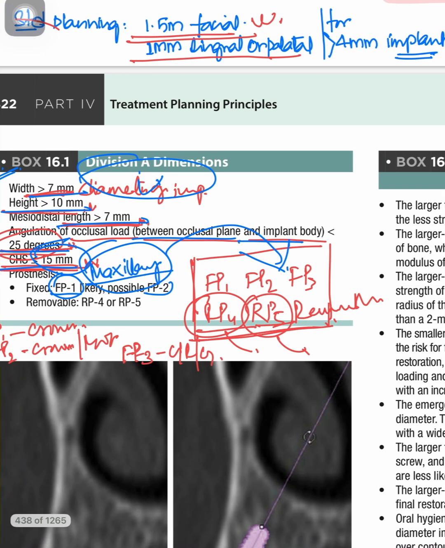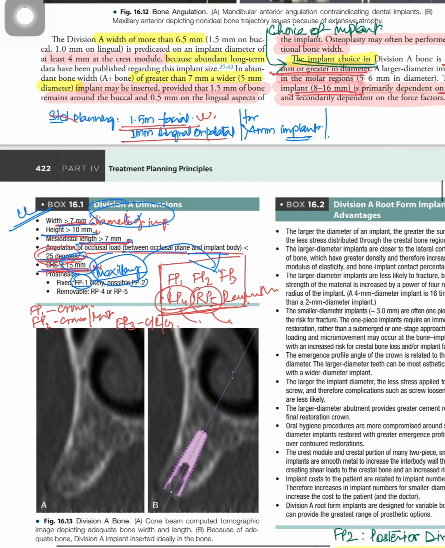Removable, in my opinion, is more dependent on the budget of the patient, especially when you are doing full arch cases, when the patient doesn't want to spend a lot on fixed prosthesis, and the crown height space is less for a removable prosthesis. So you do an osteoplasty and give this RP4 or RP5 prosthesis.